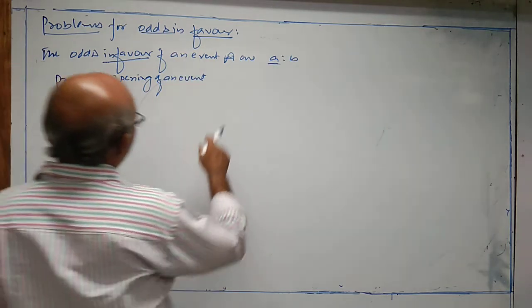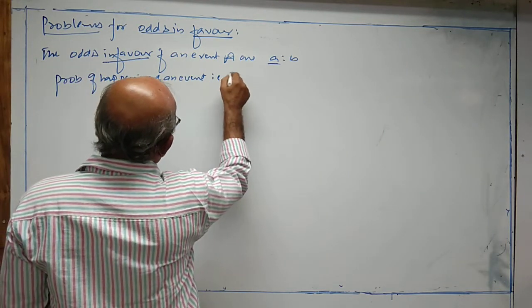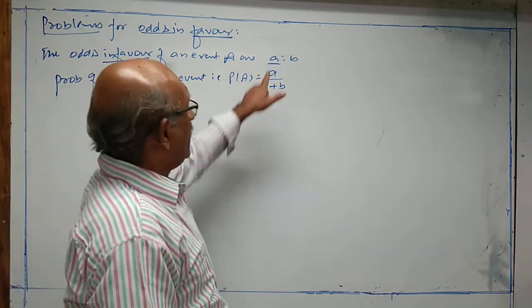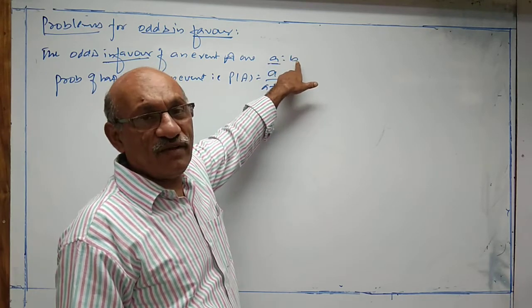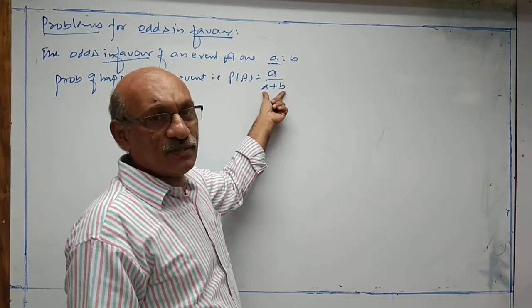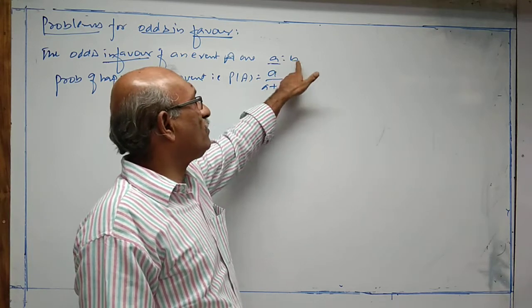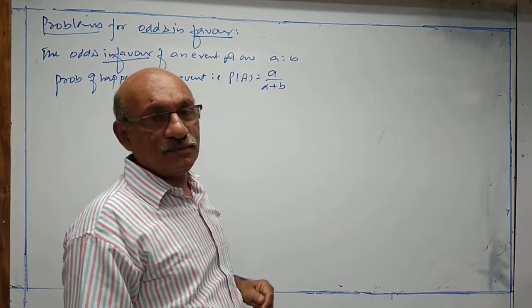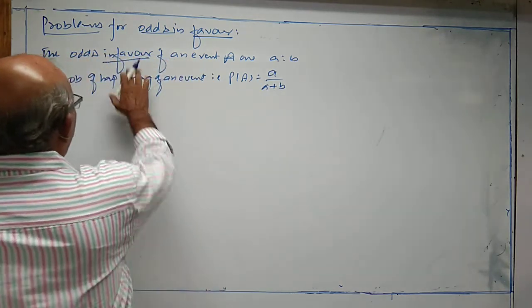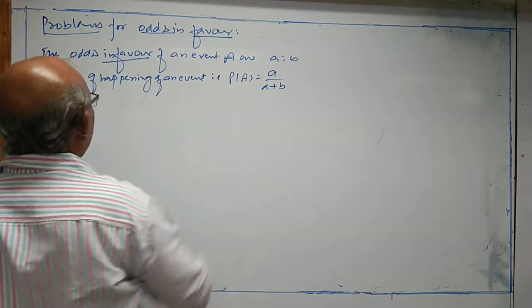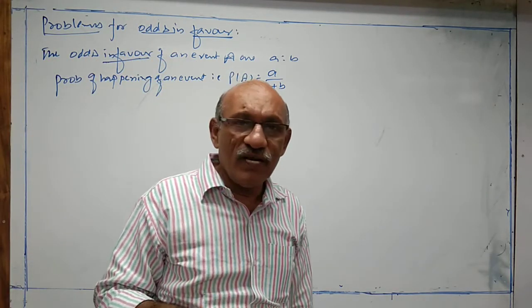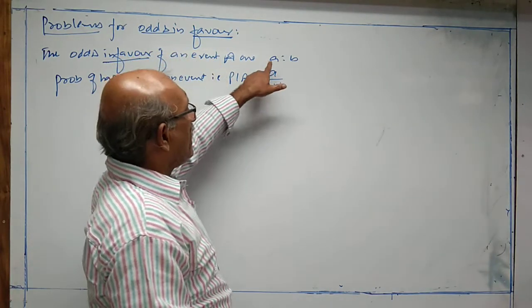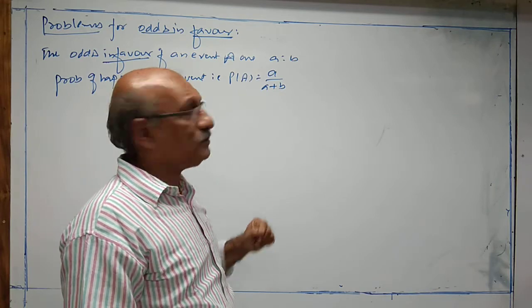Probability of happening of an event, that is P of A, is equal to a divided by a plus b. Cases favorable plus cases not favorable is equal to total number of cases. So the denominator is the sum of these two values, and in the numerator it is a, the first value, because in the given ratio, a cases are supporting the happening of an event. So this way I'll write.